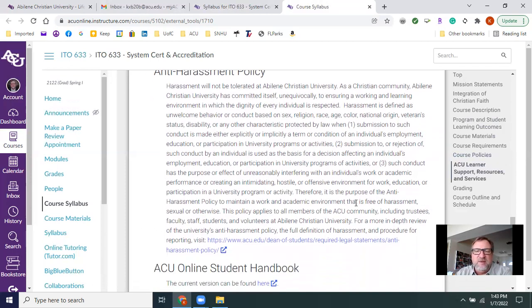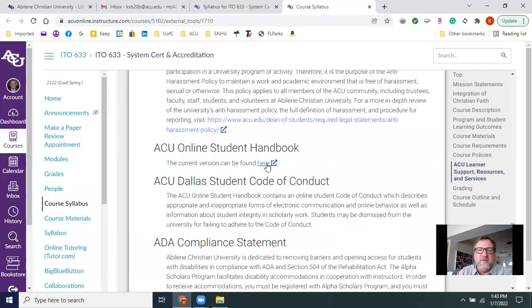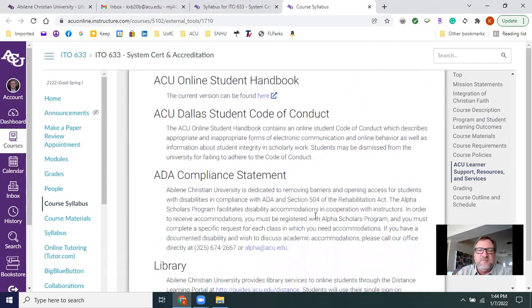If you have any concerns about the harassment policy, here's a link to a more detailed version, but make sure you're reporting any issues you have, or if you have any questions, reach out to me, your director, or the university. The current version of the handbook can be found through this link. The ACU Dallas Student Code of Conduct also applies online, and failure to follow the code of conduct, both online and at the university, can result in being dismissed from the university.